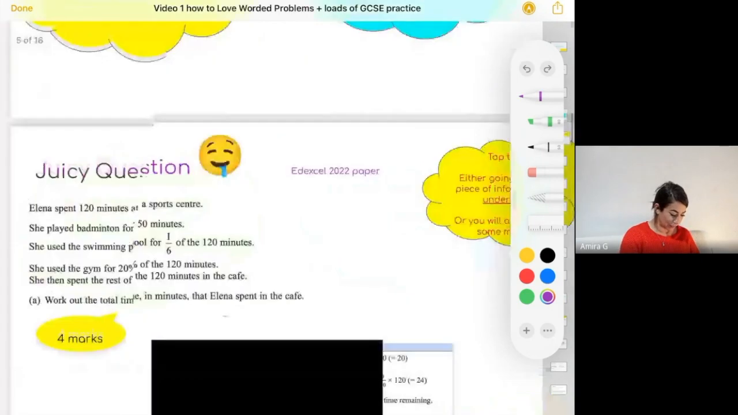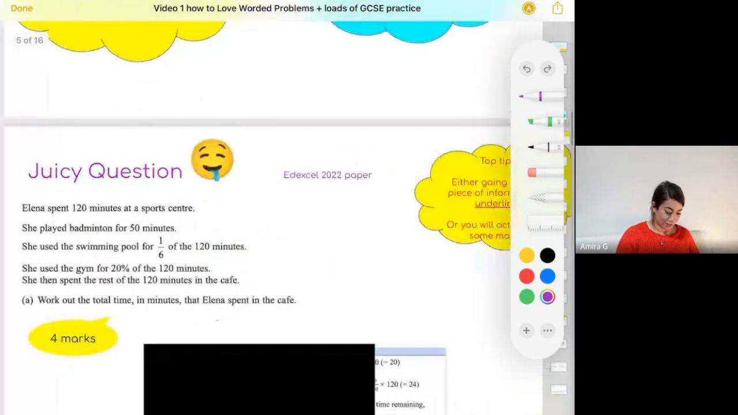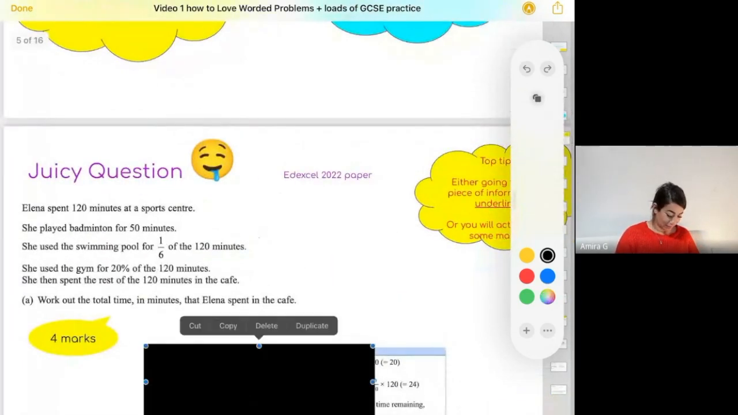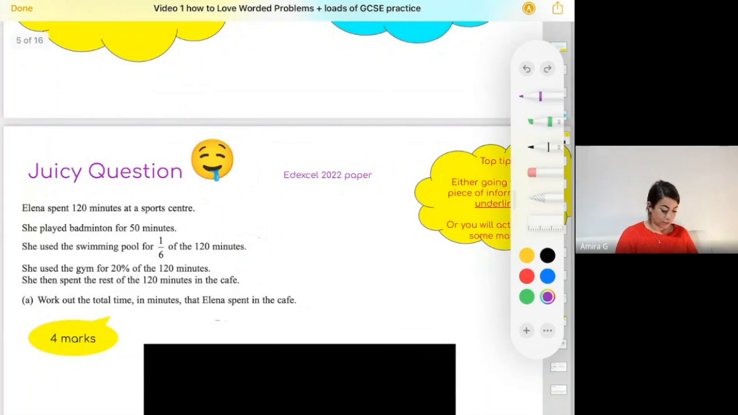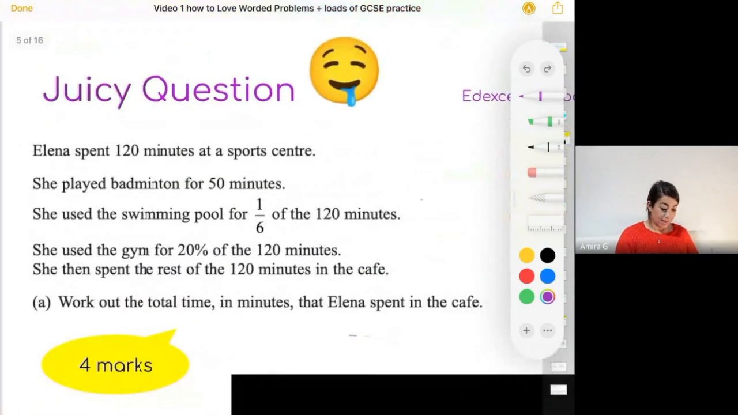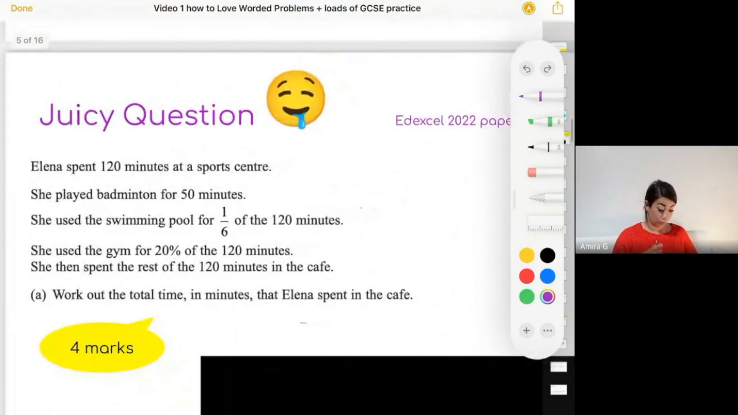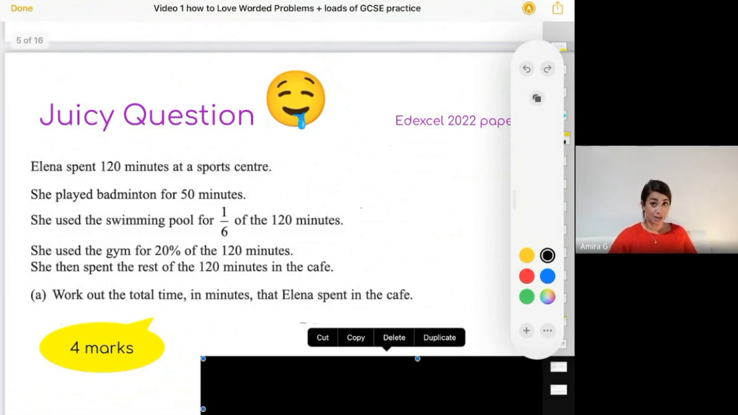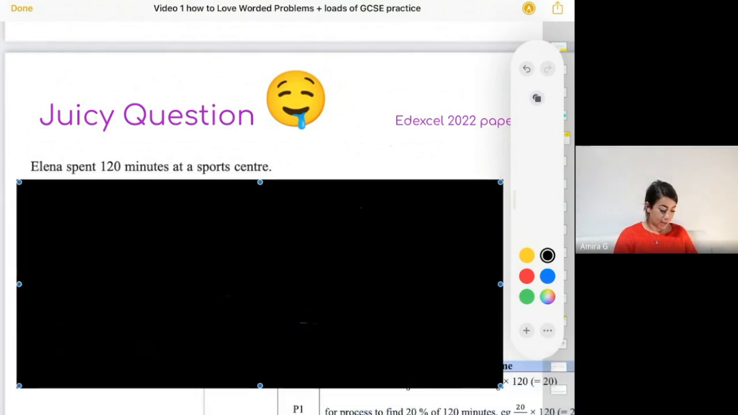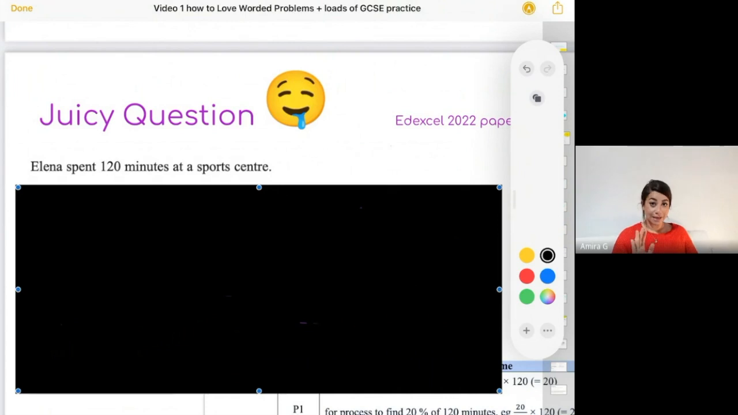So let's go. Here is my juicy question. This is from the Edexcel 2022 paper. Ignore this box for now. We're going to use it. See this question over here? There is a lot of information there. So when you look at this question, some people will be like, oh my gosh, can't be bothered. This is what you're going to do. You're not going to look at the whole thing. You're going to cover each section. You'll do it with your hand, but I got a fancy little box here. So like this. And then you're going to take it line by line.